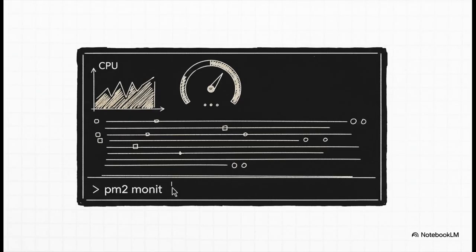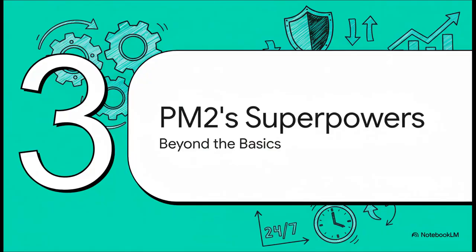And what if you need a live dashboard right in your terminal? You got it. Just type pm2 monit. That's M-O-N-I-T. This one command fires up this beautiful real-time dashboard right there in your terminal. It shows you CPU usage, memory, live logs, everything for every single process. And the best part? 0 setup required. It just works. All right, so the basics are amazing, right? But that's just scratching the surface.